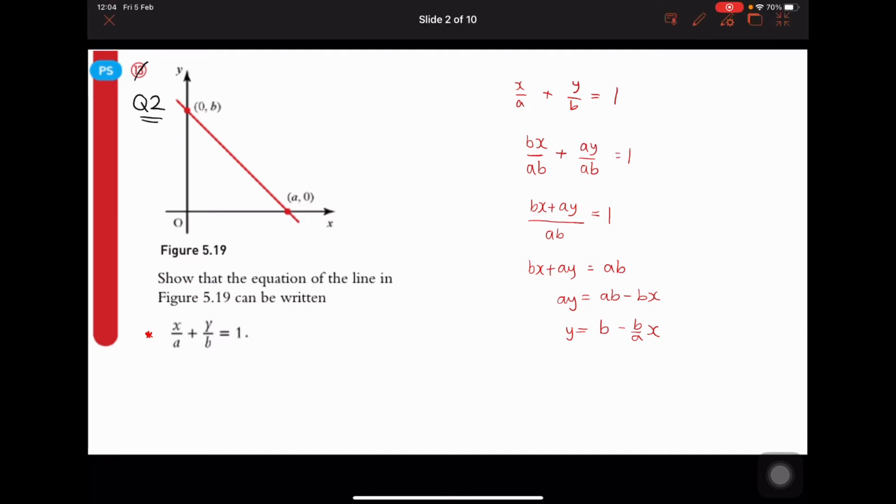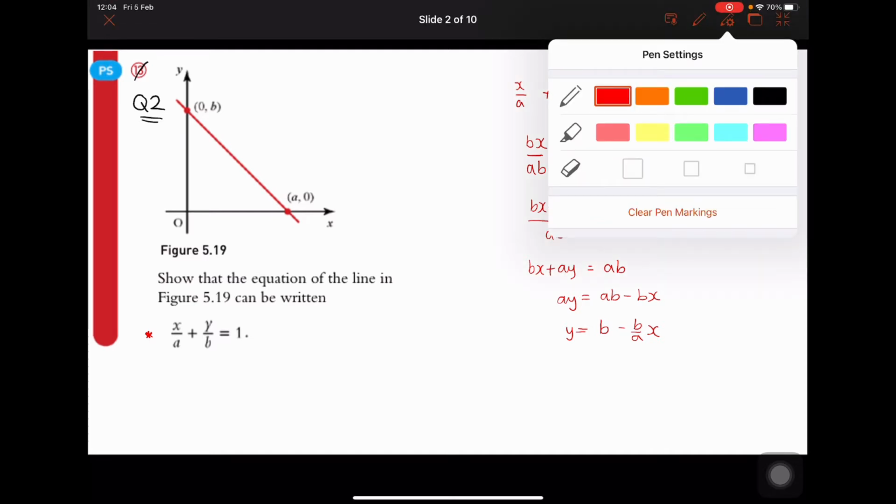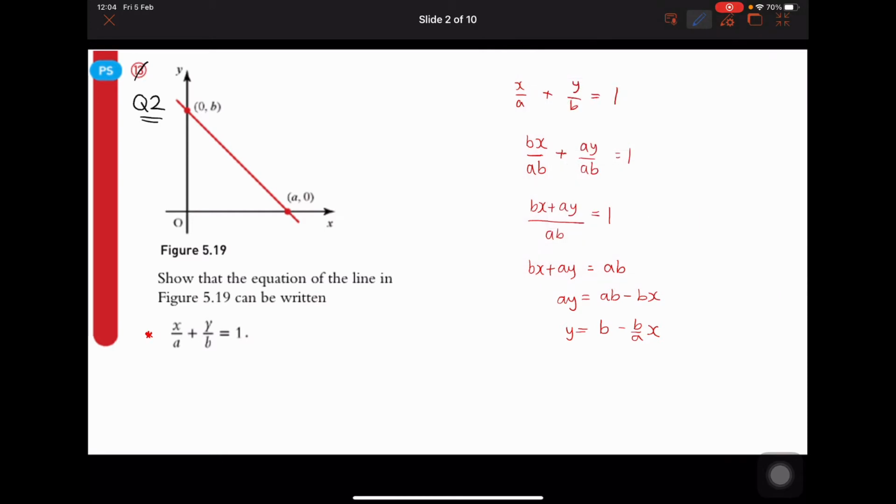Now there's a few things I can use to show that these two are the same. I could look at the gradient, and the fact that it's a negative gradient, it makes sense that these two are the same. The y-intercept is b here, and I can see it corresponds to the diagram, so that's another thing which is consistent.